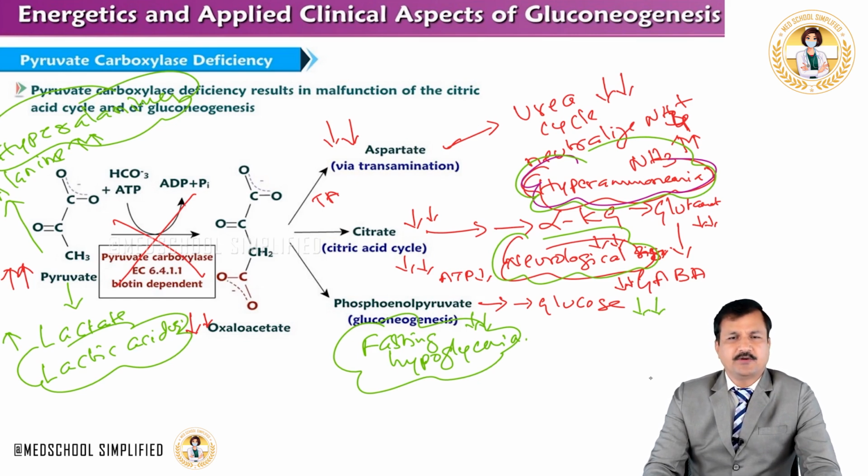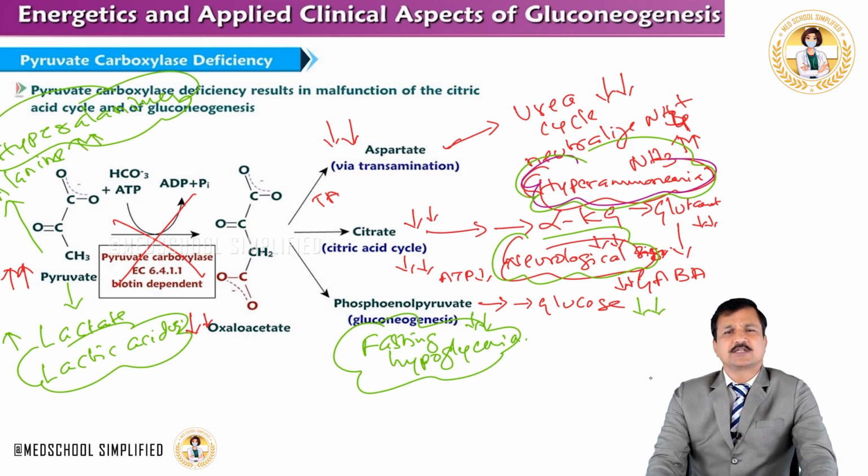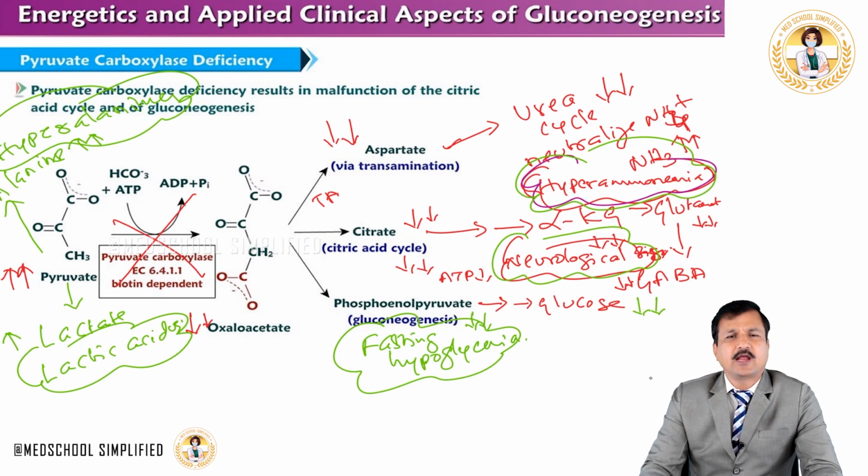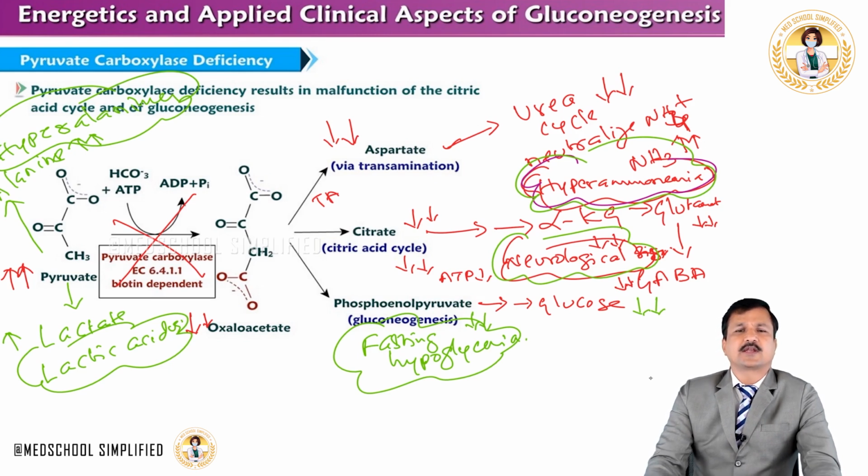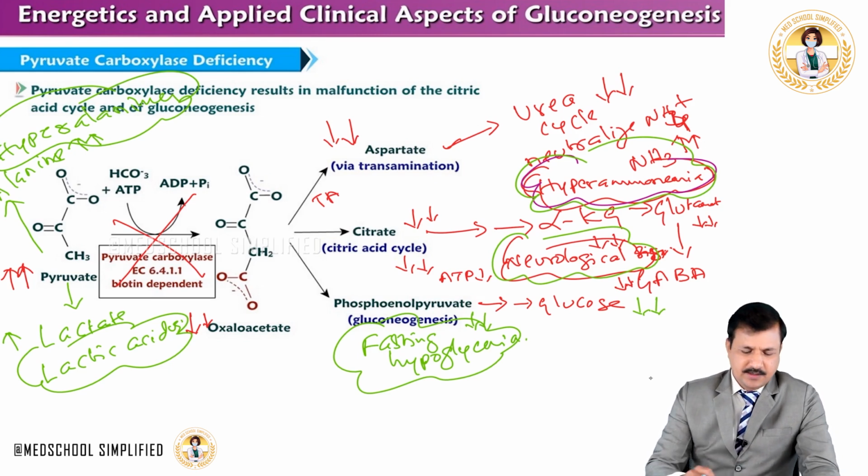And phosphoenolpyruvate formation decreases, coming from oxaloacetate, that decreases the gluconeogenesis process, and that leads to fasting hypoglycemia. On the other side, pyruvate is diverted into lactate, making lactic acidosis there, and alanine is also made from pyruvate, giving rise to hyperalaninemia.